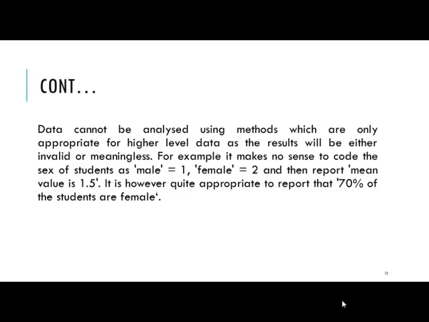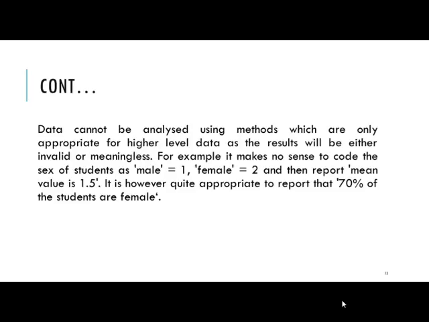Suppose you deal with qualitative data and then use a statistical tool like the average, then your result will be invalid or meaningless. For example, if we deal with the nominal scale, it makes no sense to quote the sex of students as male equal to 1 and female equal to 2, then report the mean value as 1.5, meaning 1 plus 2 equal to 3, and 3 divided by 2 is equal to 1.5.